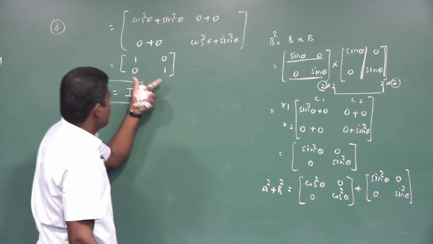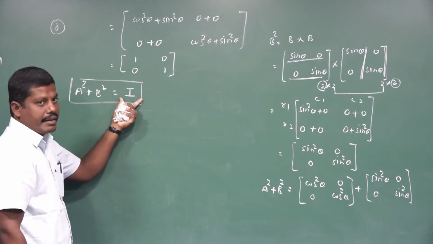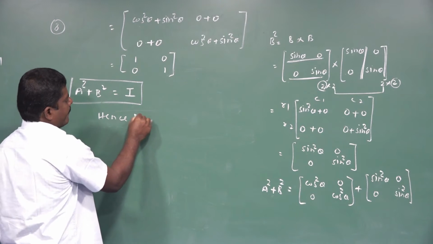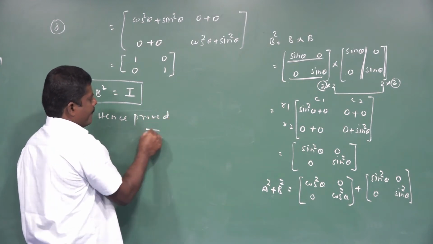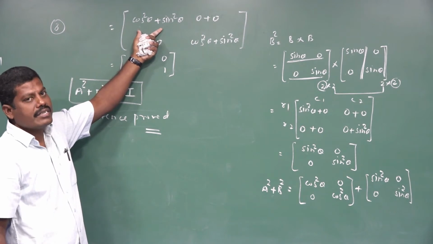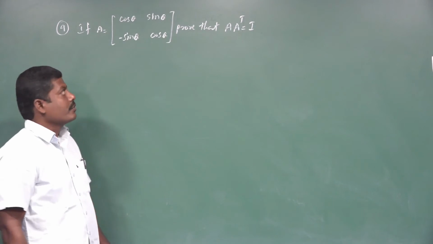A square plus B square matrix is what? Identity matrix. So A square plus B square is equal to the identity matrix. Understand? So hence proved. Cos square theta plus sin square theta is equal to 1. It is a trigonometry formula. Okay.